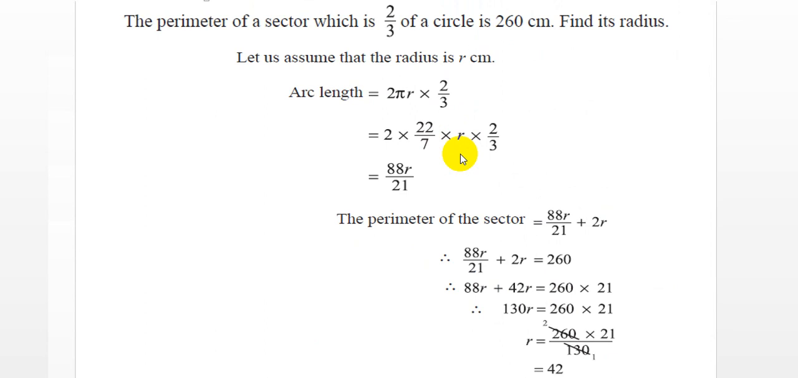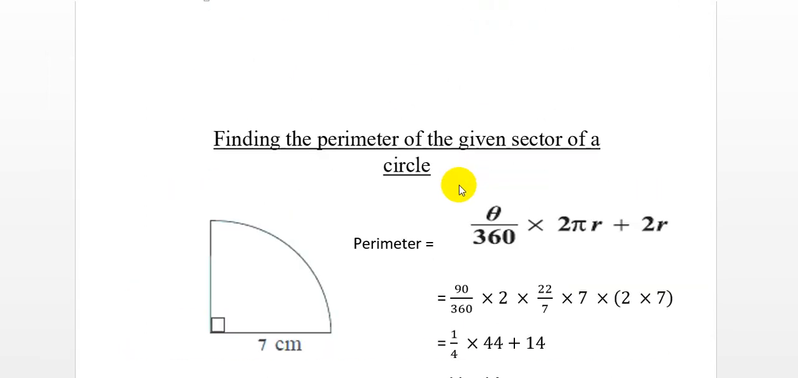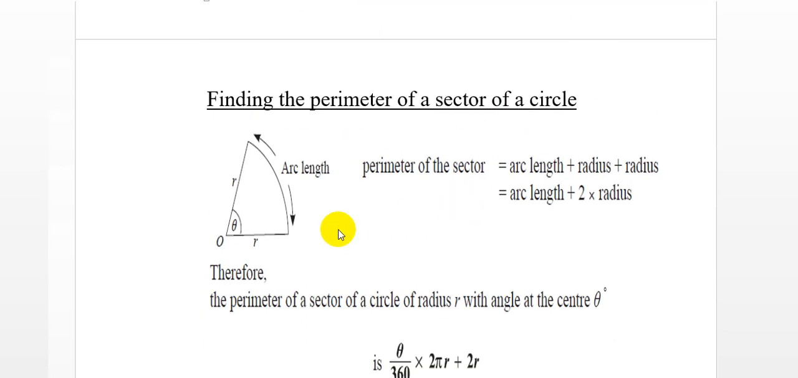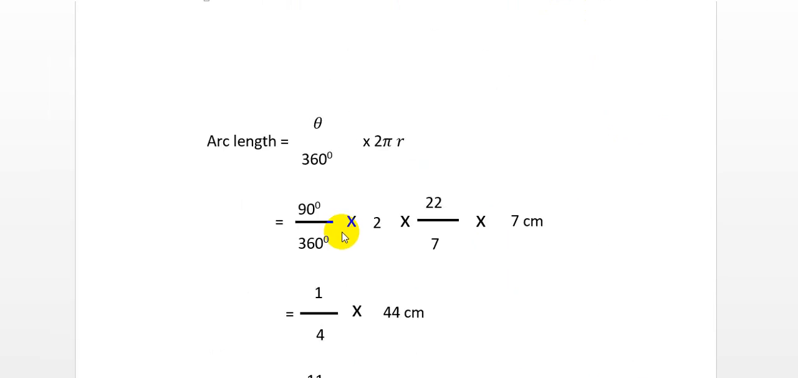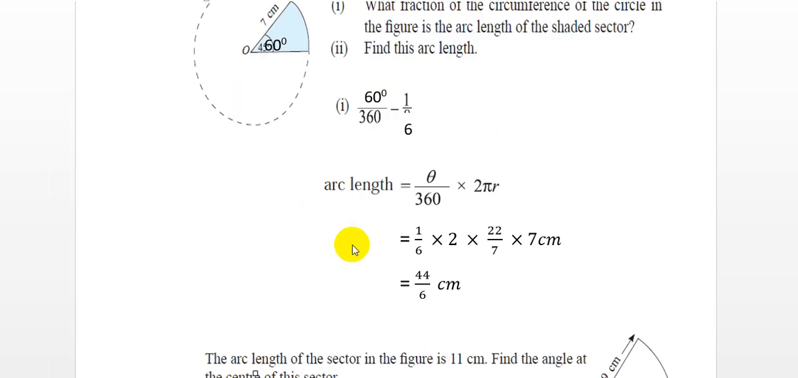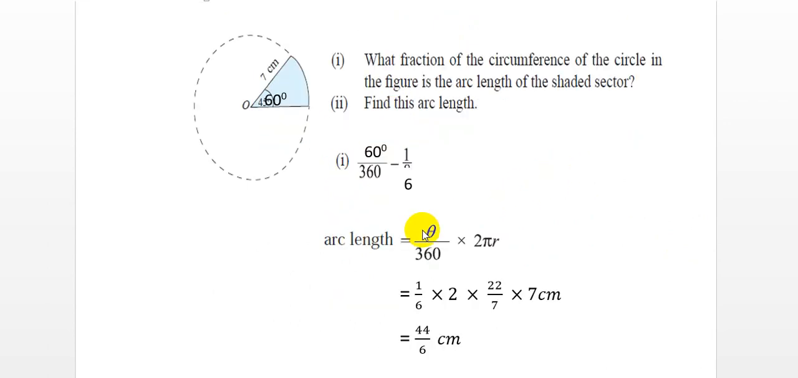So these are the two sections that we initially covered in this video. So one is calculating the arc length of the sector of the circle, which is a very simple equation: arc length equals theta over 360 into 2 pi r.